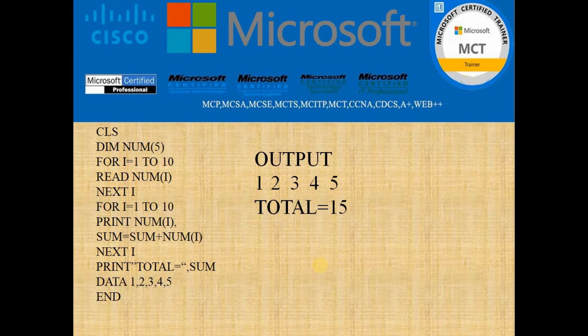Now, if I talk about another example over here, it's the same thing. Just see the declaration of the array, DIM, it's the same thing, and the name of my array is num. Okay, so how many subscripts am I going to use? 5.